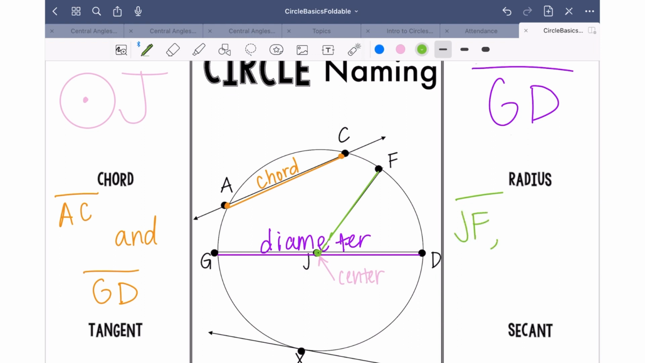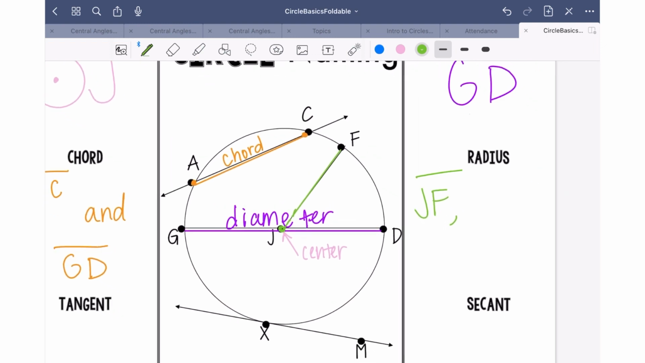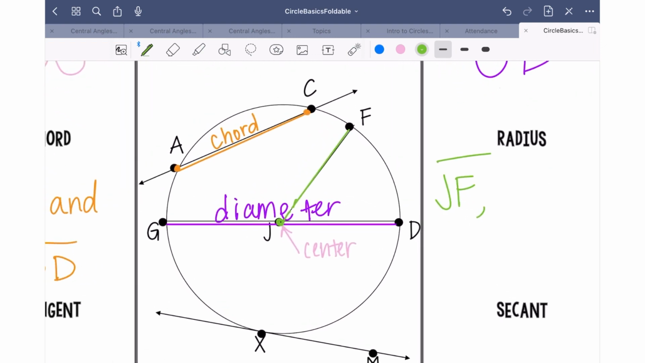And could you tell me two other radiuses that are on here from the center to the end? A segment. So that would be from J, we could go from J to D. That could be another radius. And then we could also go from G to J. That connects the center to an endpoint on the circle. So we have three radiuses here. Radii.